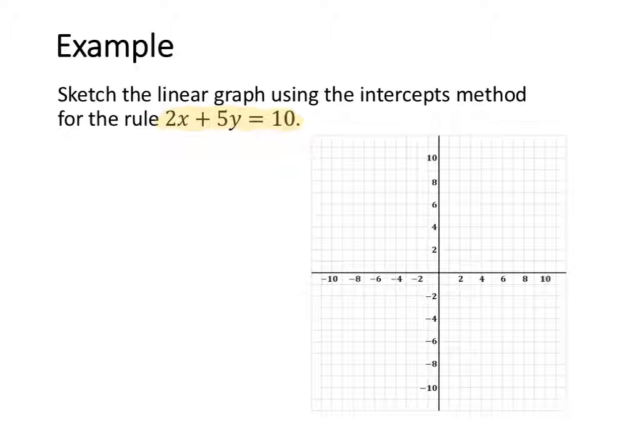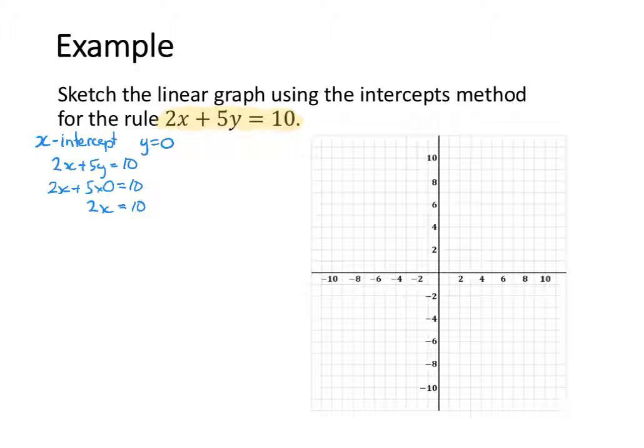Now the first step is going to be to determine what is the x-intercept. And we determine the x-intercept by finding out the value of x when y is equal to 0. So my first step is going to be to write down the rule 2x plus 5y is equal to 10, and then go ahead and substitute y is equal to 0. So 2x plus 5 times 0 is equal to 10. So 5 times 0 is going to be equal to 0. So I can simplify that to 2x is equal to 10.